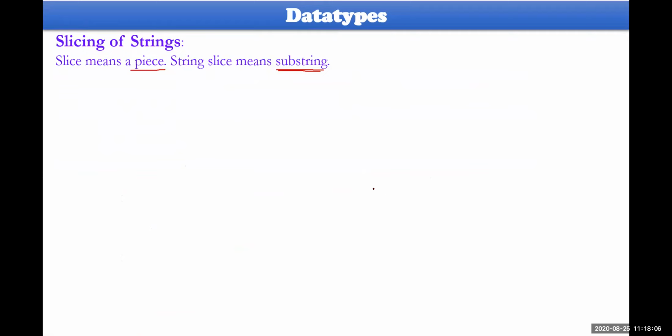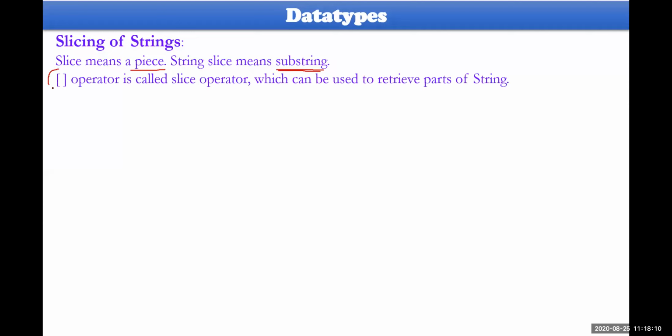So this can be done by using one specific operator. That operator is the open and closed square bracket. Using this open and closed square bracket, you can make your string into a number of slices. And how can it be done here? Let us have a look.